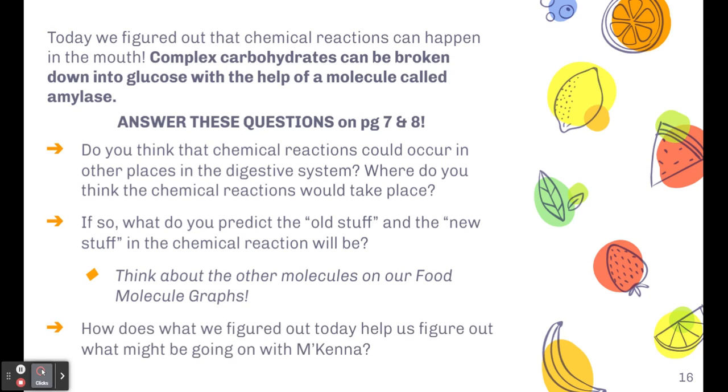And last, this is on page 8: how does what we figured out today help us figure out what might be going on with McKenna? Think about what we've seen as far as food molecules in her digestive system.